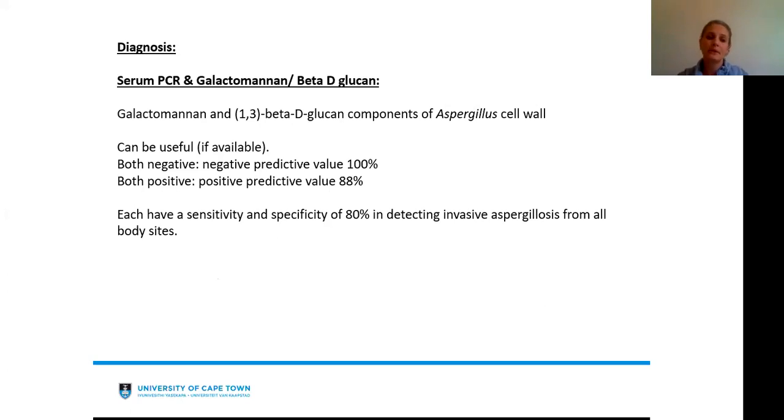The literature does talk about serum PCR and galactomannan or beta-D-glucan. These, in essence, are components of the aspergillus cell wall. So it can be useful if it's available. If both of these are negative, the negative predictive value is up to 100%. If they are both positive, the positive predictive value is around 88%. Individually, each has a sensitivity and specificity of around 80% in detecting invasive aspergillosis from all body sites. So that might be something that you can consider using if you have it available. We don't have it available at our center.